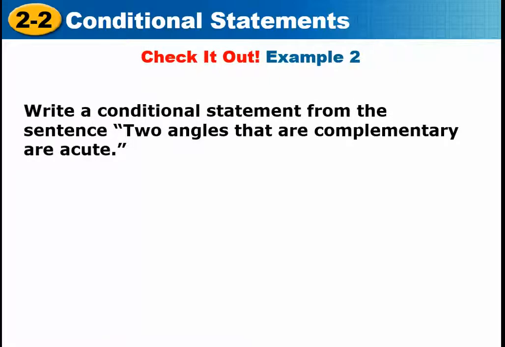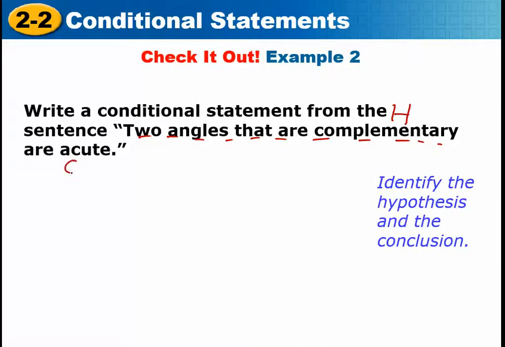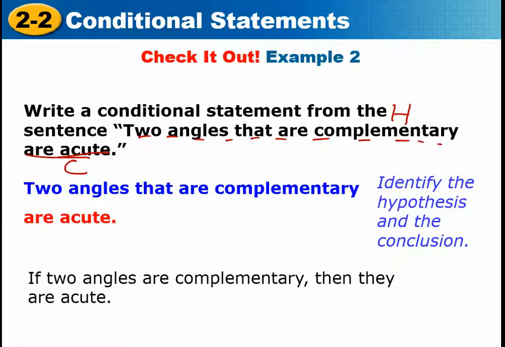All right, let's see. Try this one. Two angles that are complementary are acute. Where does the if and the then go? What are we starting with? Are we starting with that we have two complementary angles, or are we starting with then they're going to be acute? It looks like we're starting with two angles that are complementary. And then the conclusion is going to be that they are acute. So this is your hypothesis, and then this will be your conclusion. So with an if-then, you're going to say something like, if two angles are complementary, then they are acute.